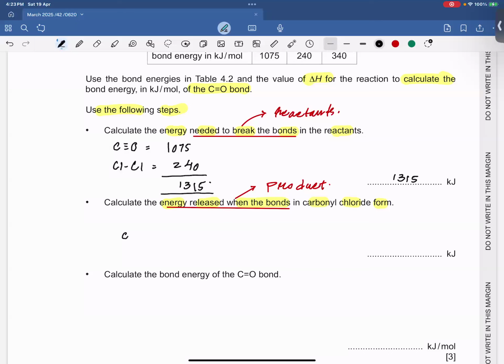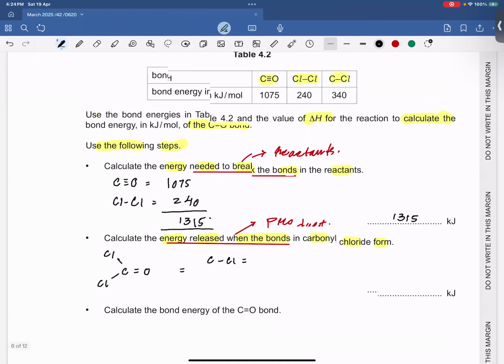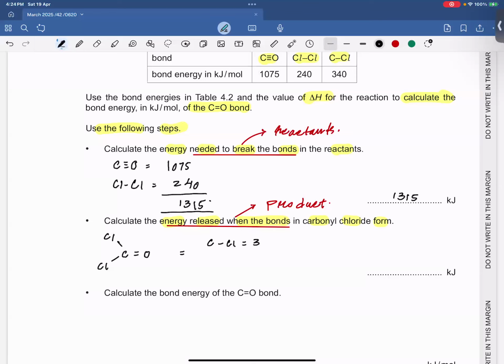So this molecule has 2 carbon chlorine bonds and 1 carbon double bond oxygen bond. Carbon chlorine has a bond energy of 340. We need to multiply by 2 because we have 2 bonds. So energy is going to be how much? 340 into 2 is going to be 680.